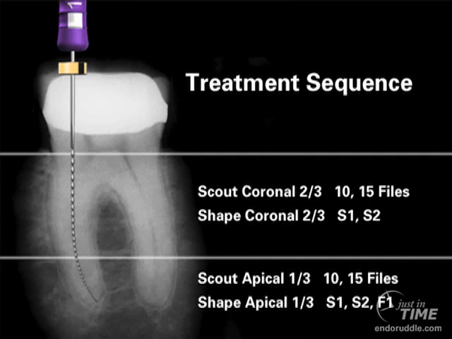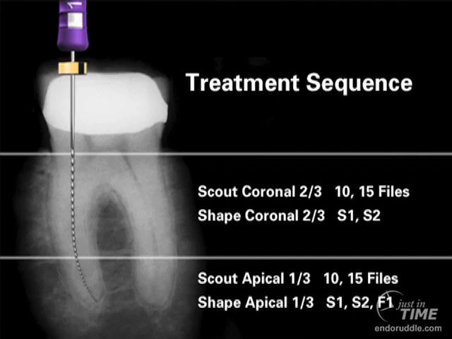So we're going to carry a 10 and a 15 file to the full length. This is when we would take a working length film or use an electronic apex locator. This is when we would make sure we're patent and that the canal is not obstructed apically. And this is when the decision would be made: do I use mechanical instruments to shape the apical 1/3, or would I best serve the patient's interest by using a manual ProTaper finishing technique so that we don't risk breaking instruments? So the big three, working length, patency, and glide path, is only determined once we have done coronal pre-enlargement.